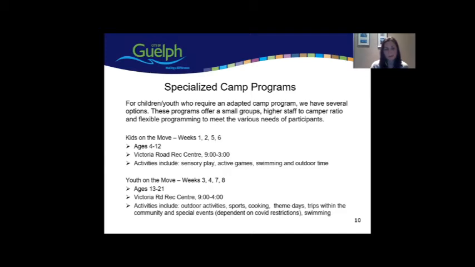And then we have Youth on the Move, which we've offered in the past. This summer, it's going to be offered as well 4 weeks of the summer. So week 3, 4, 7, and 8. And this is for older campers, ages 13 to 21. Again, it is at the Victoria Road Rec Center and runs from 9 to 4. And so this camp, again, will have that higher level of support, but will be more youth-led and obviously have programming that is targeting that older age group of campers.